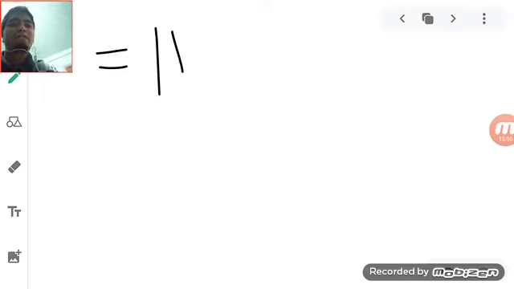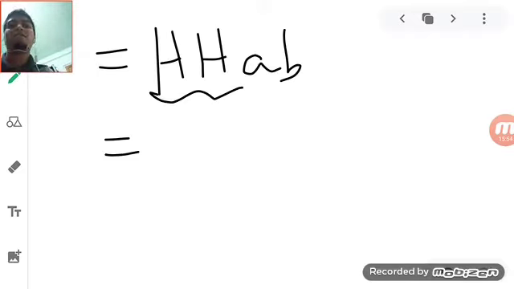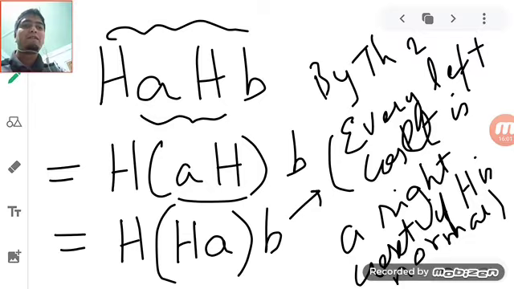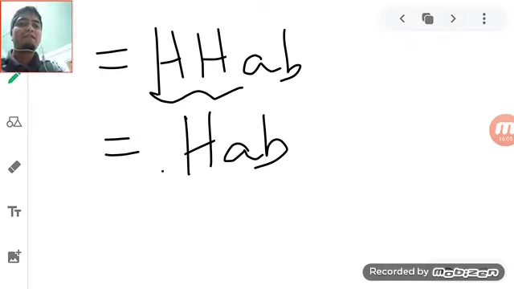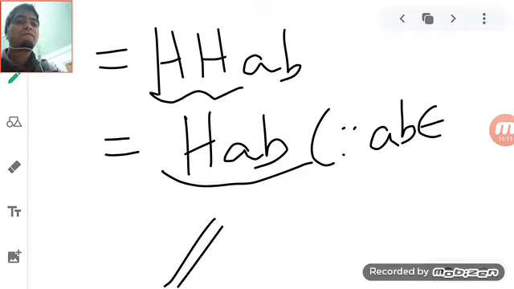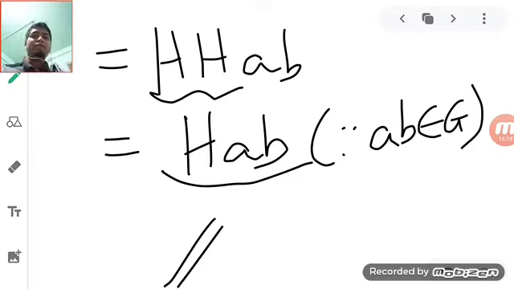So if you expand, remove the brackets, you will have like this. Again, the H's occur together, they can be combined to form a single capital H. So we have got that the product of two right cosets is now a right coset. Hence we are done. So this is the end of the proof.